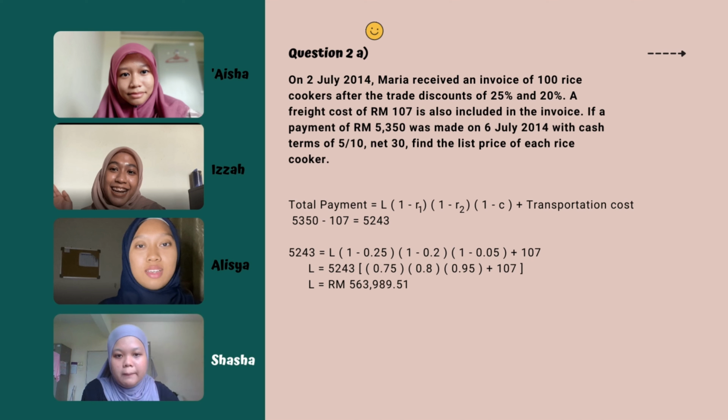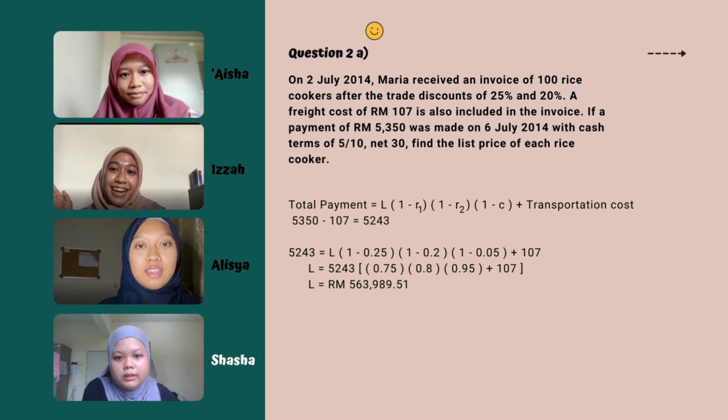So first we need to come up with the formula. Total payment equals list price times 1 minus R1, which is the trade discount, times 1 minus R2, times 1 minus C, which is the cash term, plus transportation costs. So 5,350 needs to be minus 107 because 107 is also included in the invoice for the freight cost. So we got RM 5,243.